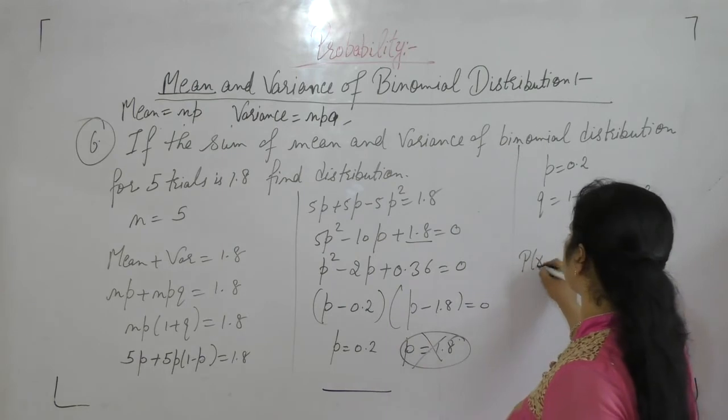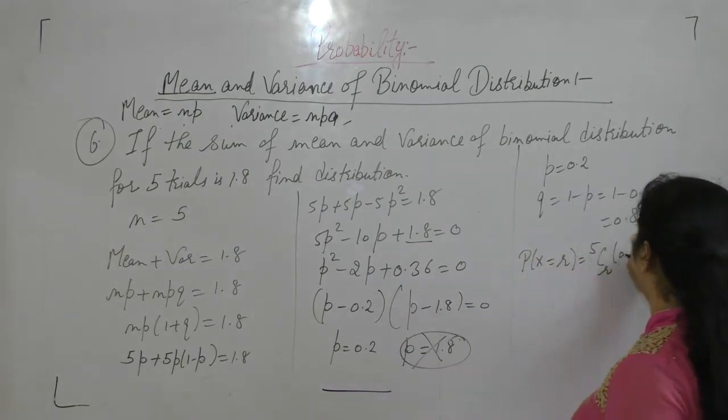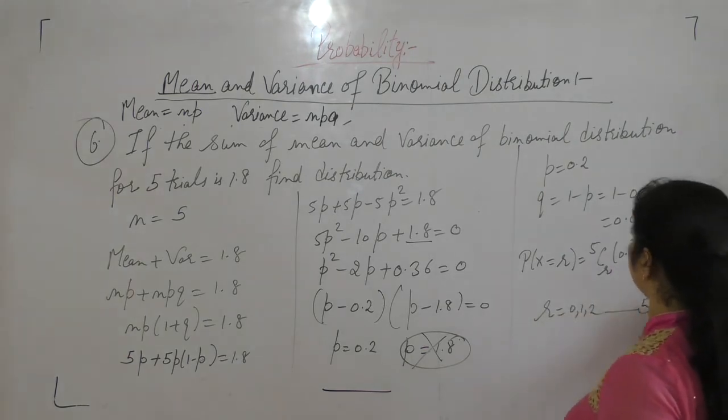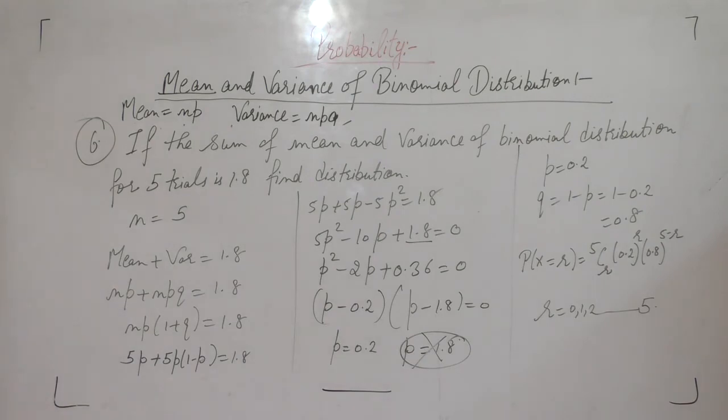So the distribution is nCr p^r q^(n minus r), where r takes values 0 to 5. So this is the required binomial distribution.